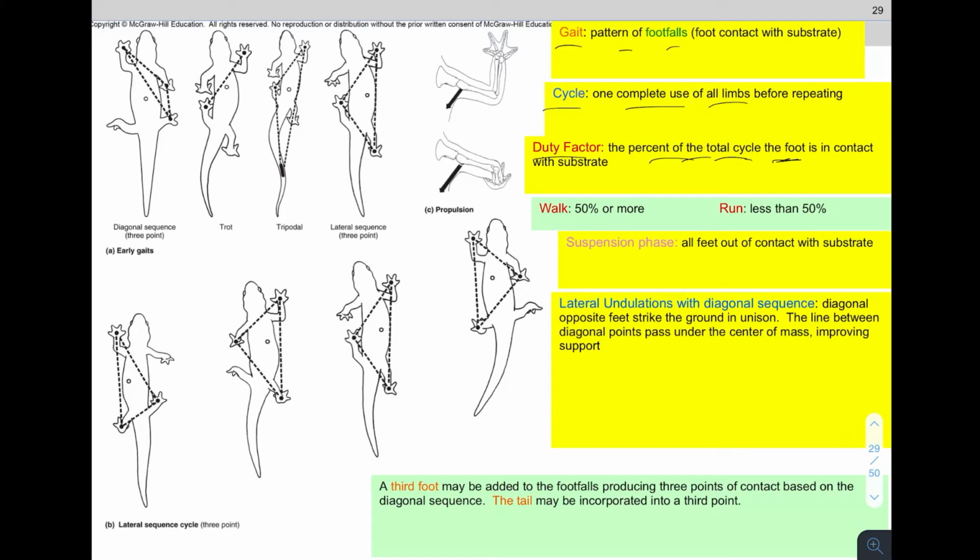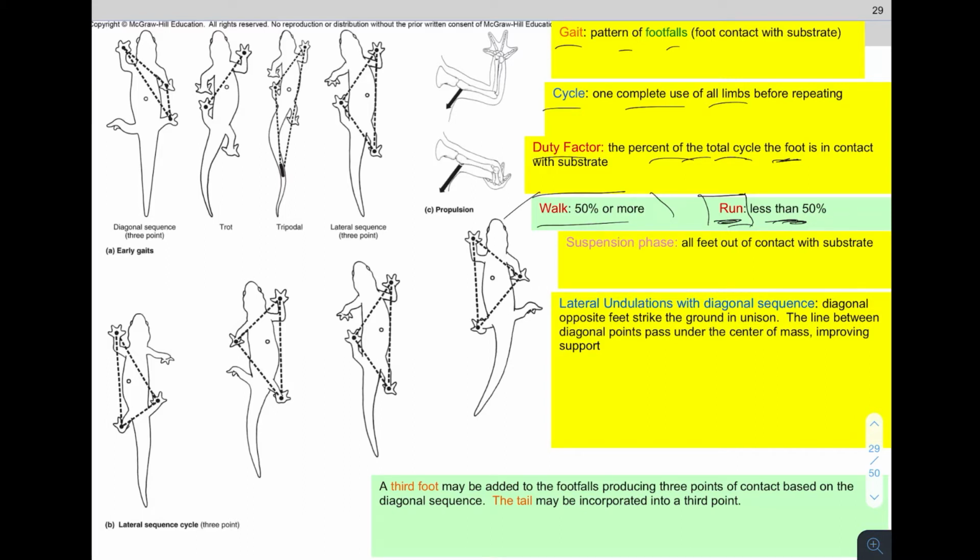Okay, how can we make sense of this? Well, when we say walk, which is a slower locomotion, clearly 50% or more of the time your feet are in contact with the substrate, or in other words, the ground. And when we say run, meaning faster, we think of it as faster, but the definition is actually more specific than that. It's when less than 50% of the time your feet are in contact with the ground.